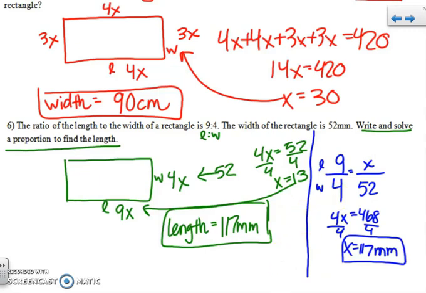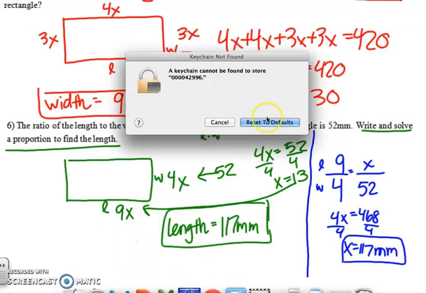So that is how you solve ratios and proportions with word problems. Let me know if you have any questions. Otherwise, you are free to practice.